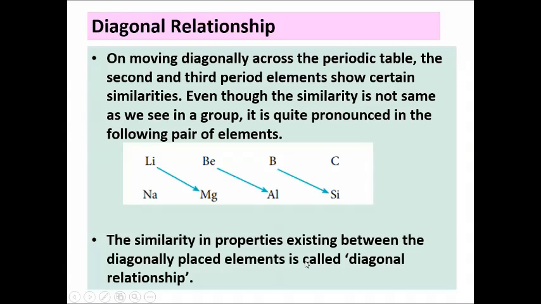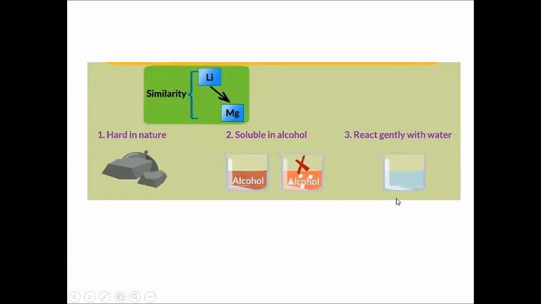So this is said to be the diagonal relationship. How can we give the definition? The similarity in properties existing between the diagonally placed elements is called diagonal relationship. And the similarity, as we said, for lithium and magnesium: both are hard in nature, both are soluble in alcohol, whereas the other elements are insoluble in alcohol. Then they react gently with water. So these three qualities are similar for these two elements, lithium of first group and magnesium of second group, which are under the diagonal relationship.